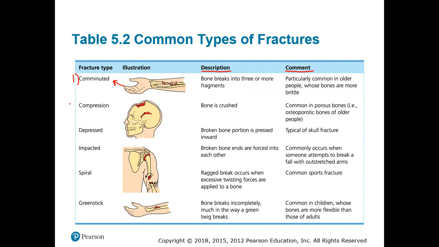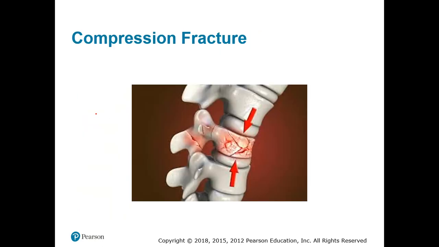The second type is called a compression fracture. This occurs when the bone is crushed. Again, this is very common in people who have very porous bones or osteoporotic bones of older people. There is no image on this slide that shows a compression fracture, so I put one on this slide. It's very common in the vertebrae of your spine. Again, compression, compressed. We see gravity and things pressing down on this bone, causing it to fracture.